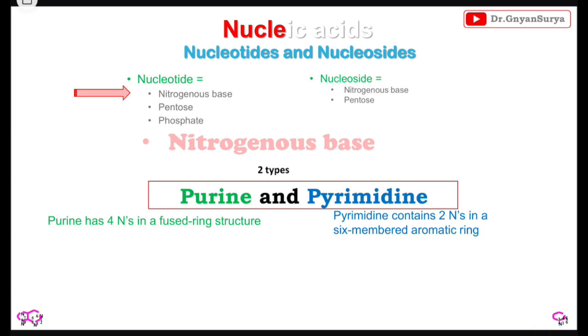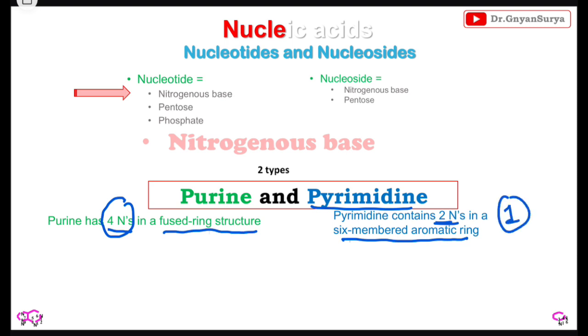So what is purine? Purine is a 4 nitrogen containing heterocyclic compound, and it has a fused ring structure, which means two ring structures are fused to each other to form a purine, and in the overall structure it contains 4 nitrogens. Whereas pyrimidine has two nitrogens present in a 6-membered aromatic ring, which means only one ring is present, whereas in the case of purines there are two rings, a fused ring structure, one ring, two rings, and 4 nitrogens, whereas 2 nitrogens in pyrimidine.